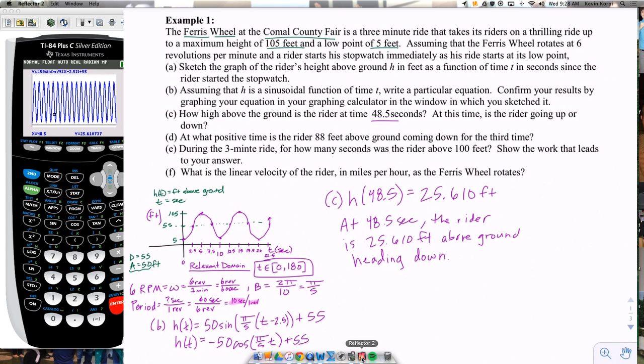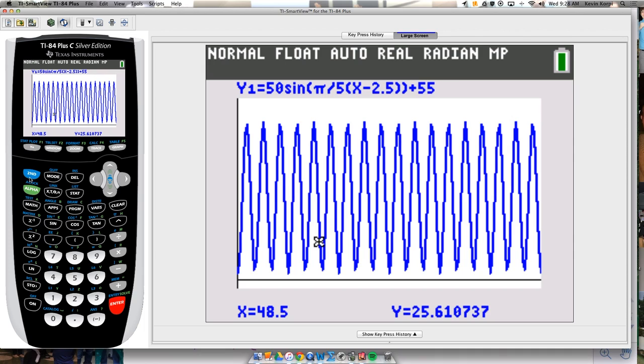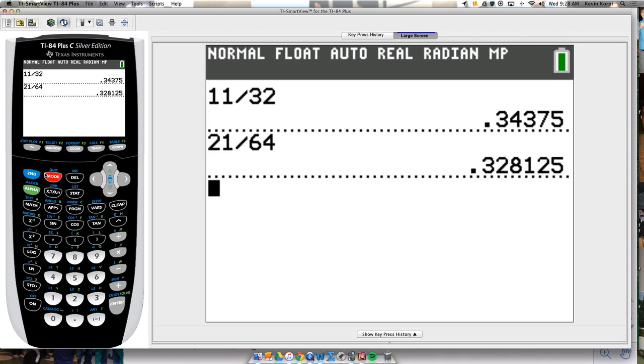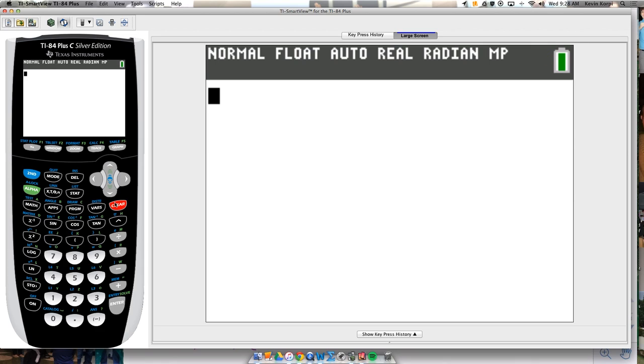Okay, we're almost done. Part D, at what positive time? Oh, by the way, let me show you one other way to do this. Let's say that you didn't want to graph it all the way out to 48.5. I think I've showed you this before. From the home screen, you can compute function values without getting the visual.